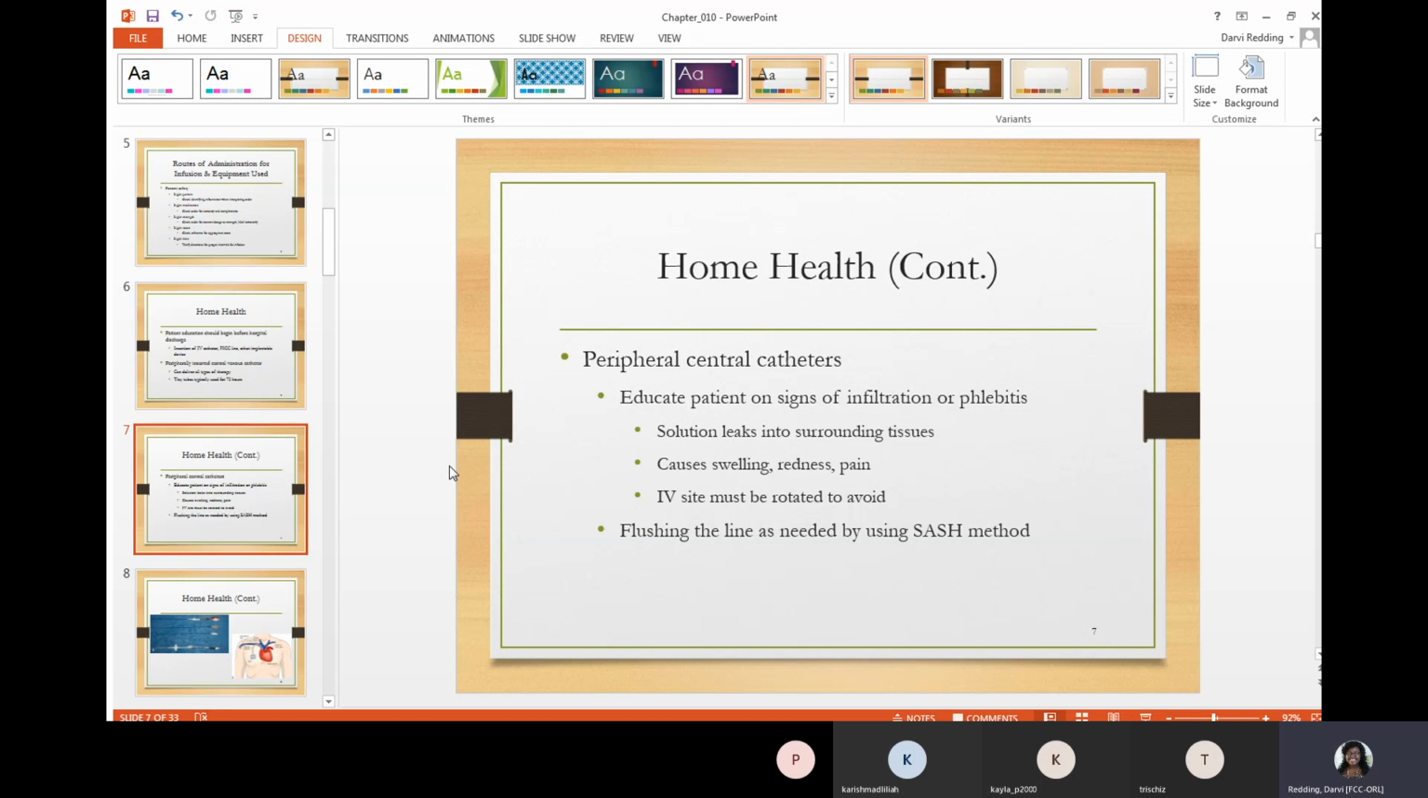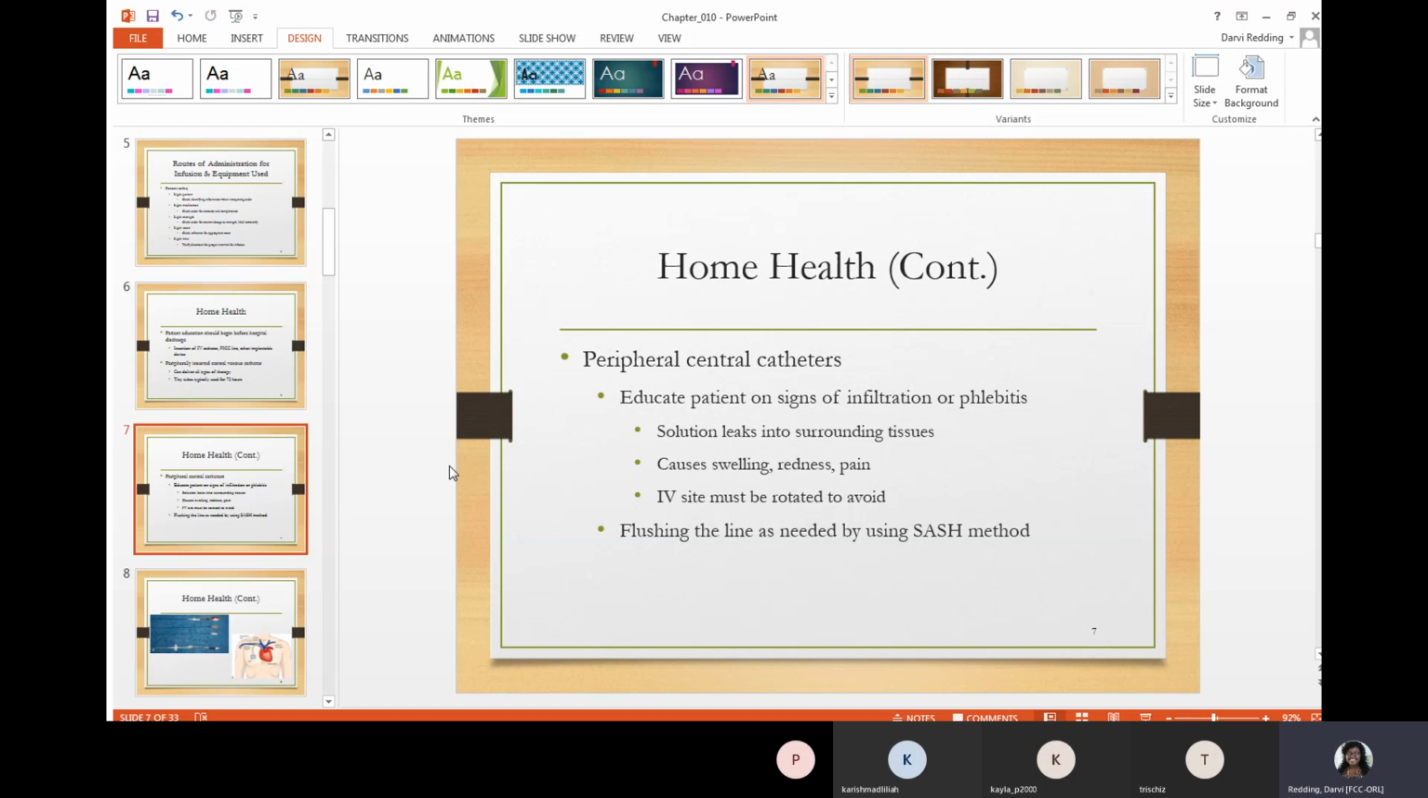So the IV site must be rotated to avoid continuing any type of infection or something that could lead to more inflammation. Now, when a peripheral central catheter is being used, they can flush the line as needed by using the SASH method. SASH is an abbreviation: S for a saline flush, A for administer the medication, the other S for the sodium chloride flush, and H for the heparin lock flush.